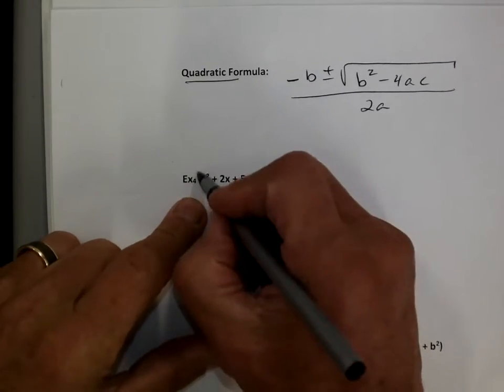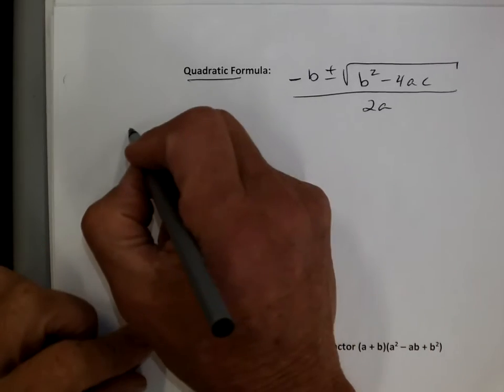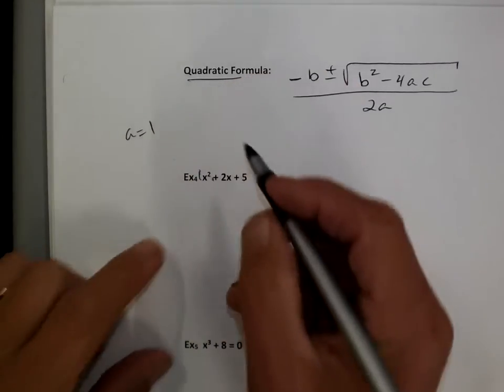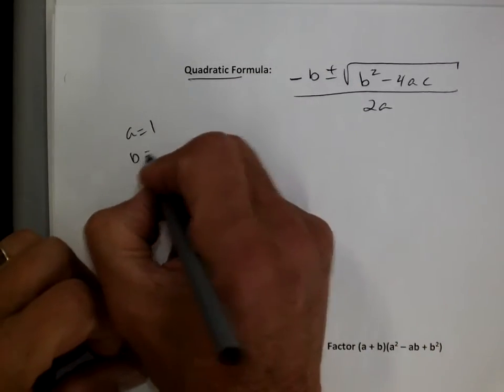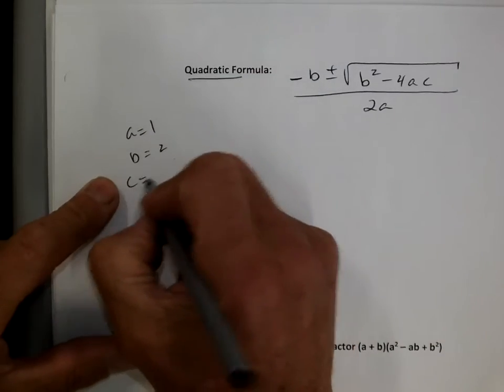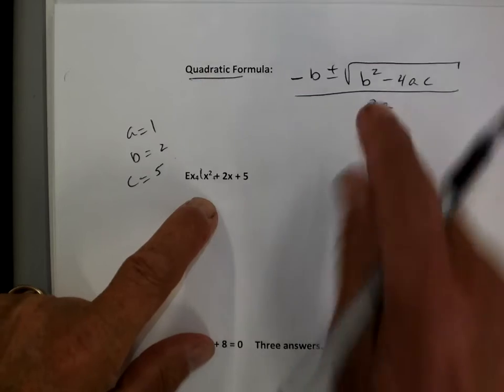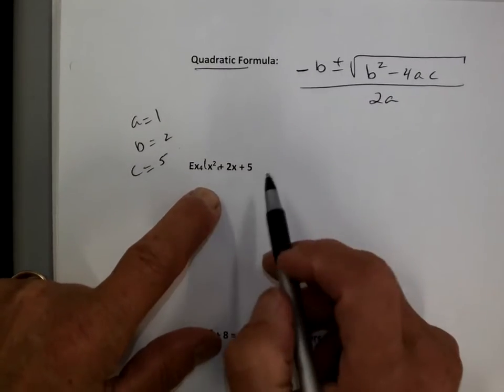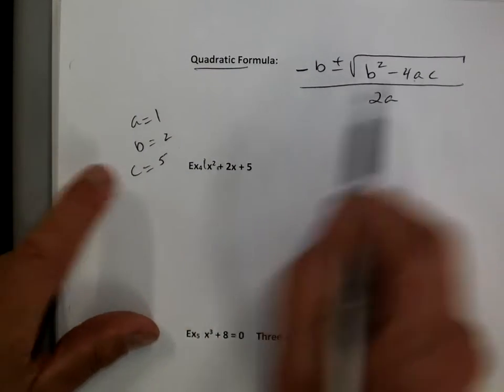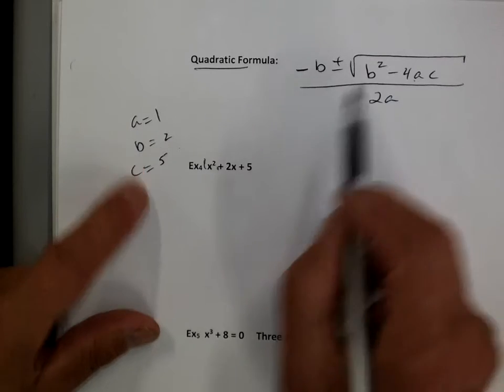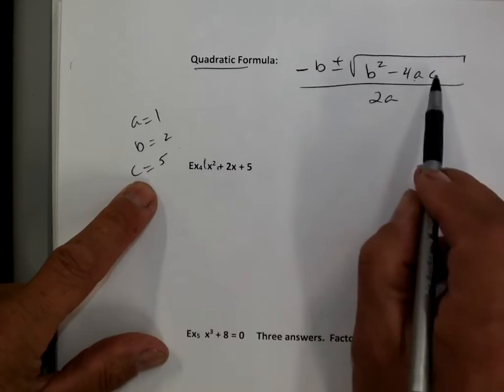We learned last year. There's my a. There's my b. And there's my c, right? So let's plug those into my quadratic formula, okay? So let's put our a in for the a. Let's put our b in for the b's. And put our c, our 5, in for the c.